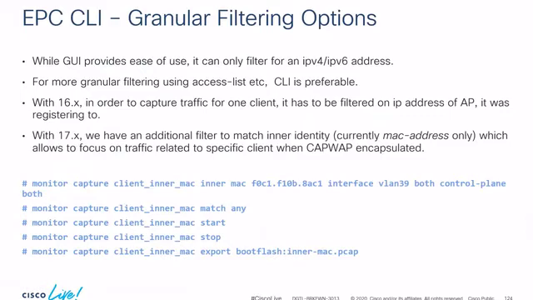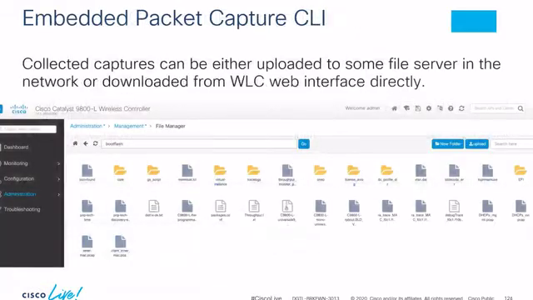In fact, until recent code, the only ability we had was to look at the outer or the encapsulated packet. So the CAPWAP header is all we were able to filter on. But in the 17.x code, the inner MAC has been added as an entity, which means now if you know the client MAC, you can specify that and only sniff traffic that is sourced from and destined to that client MAC.